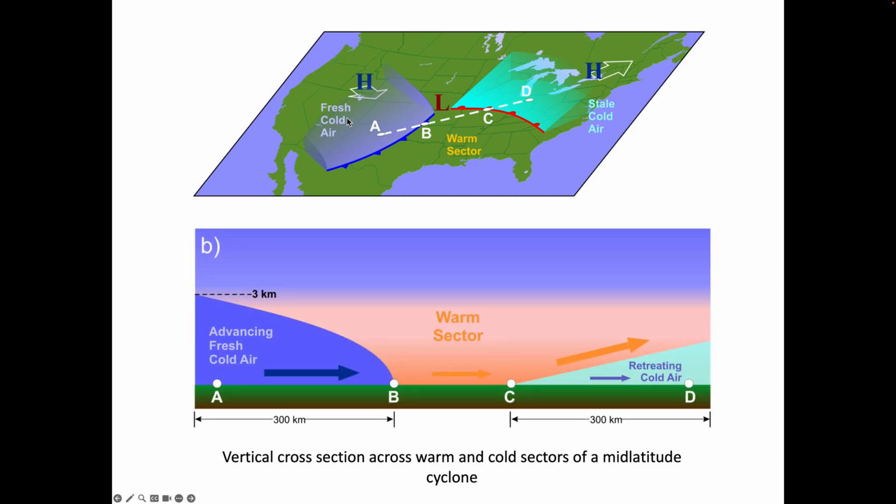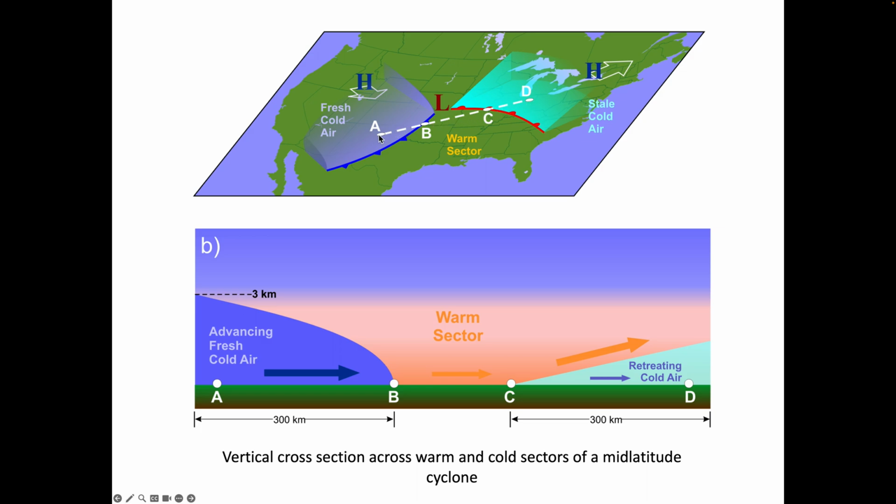So now what I want to do is focus on a cross-section of this low pressure system. What a cross-section is, it's a two-dimensional plot, which on the horizontal dimension just goes from point A to point B. So in this case, the cross-section starts in the fresh cold air behind the cold front. It actually crosses the cold front, goes into the warm sector between the cold and the warm front, crosses the warm front, and then moves into the stale cold air to the north and the east of this warm front.